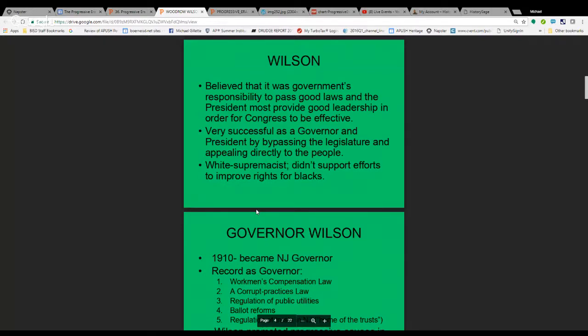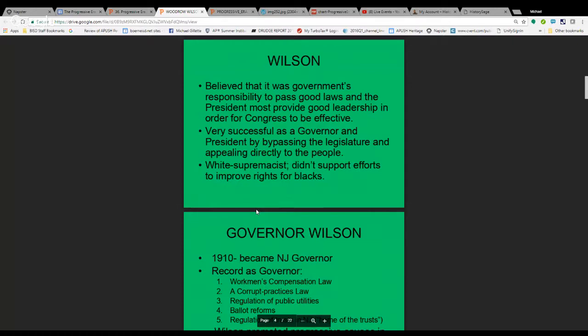Woodrow Wilson also vetoed anti-lynching legislation. And his favorite movie was Birth of a Nation, which glorified the KKK. So he did support efforts to improve. In fact, that's one of the big failures of progressivism: none of the progressives did anything to promote racial justice.